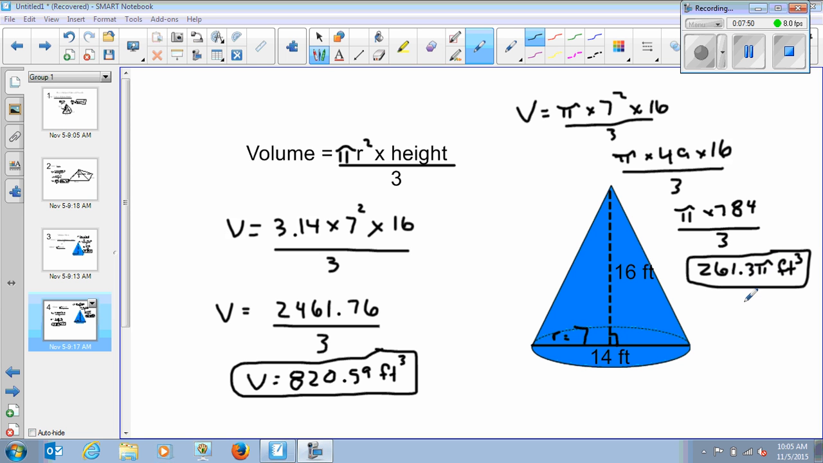The answer is actually a little more accurate because pi, it's a rounded number. 3.14 isn't technically the total value of pi. So this answer is a little bit more accurate than this answer right here.